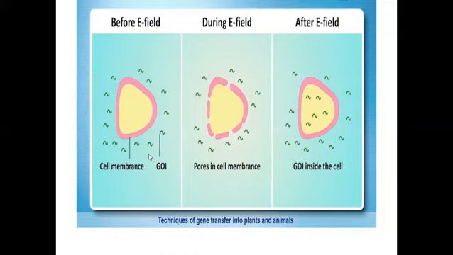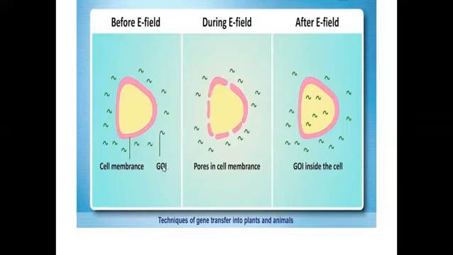During the power supply, small pore-like structures appear on the plasma membrane. Before the power is supplied, the cell membrane is in normal condition, and the cells cannot receive the GOI, gene of interest.